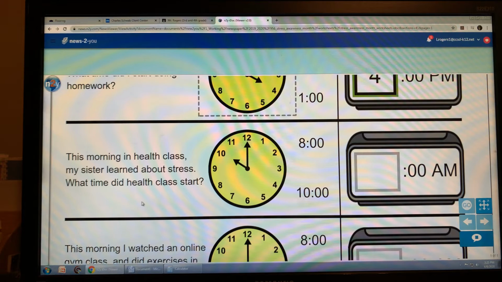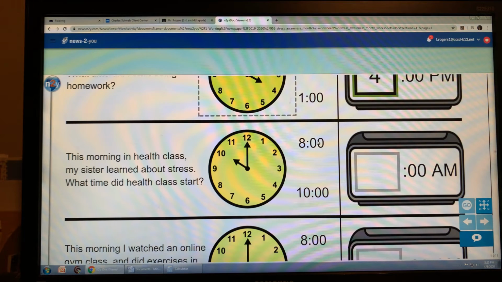This morning in health class, my sister learned about stress. What time did health class start? Okay, so we're going to go to our analog clock and we're going to look. Our minute hand is pointing at the 12, so we know it's going to be an o'clock, which means zeros are going to be where our minutes are. So now we're going to look at our hour. This is our hour hand, and it's pointing right at the 10. It's right at the 10, so we need to find 10 o'clock. The health class started at 10 o'clock in the morning.